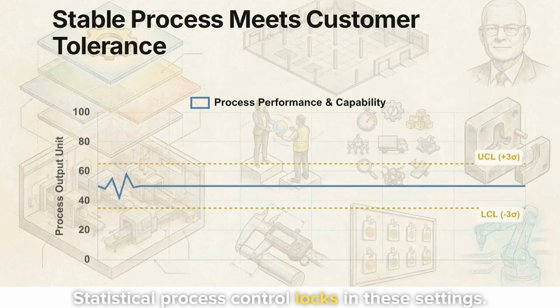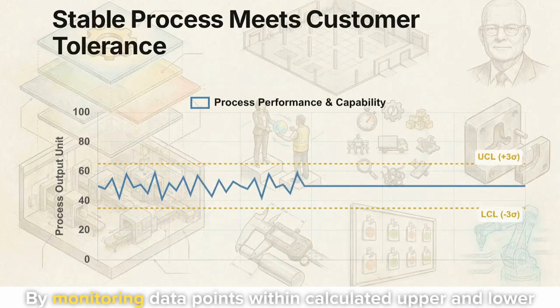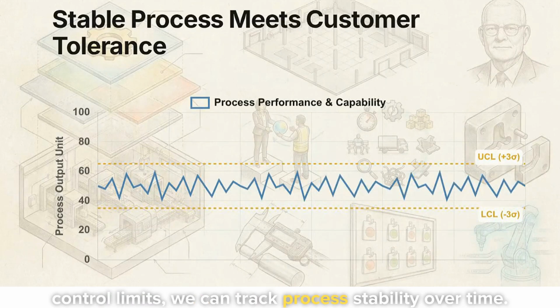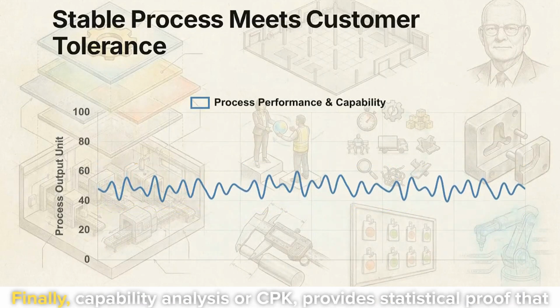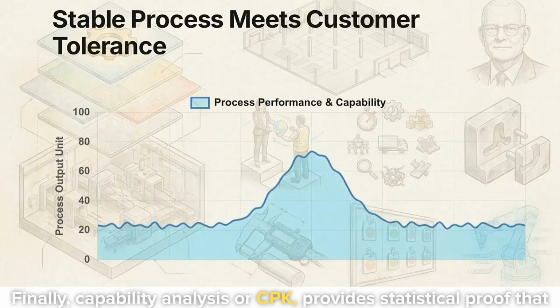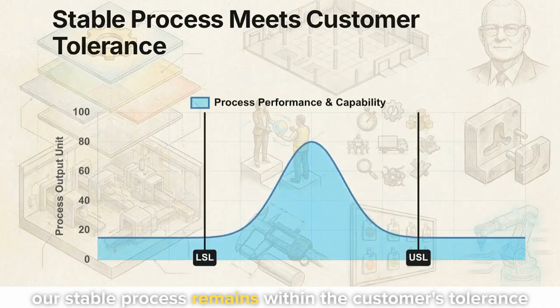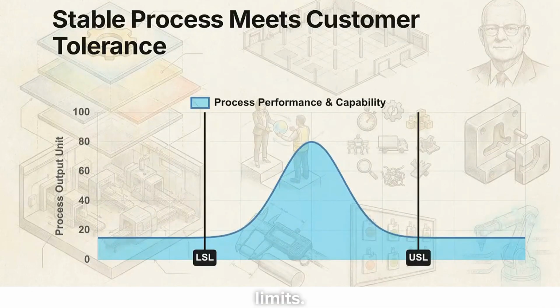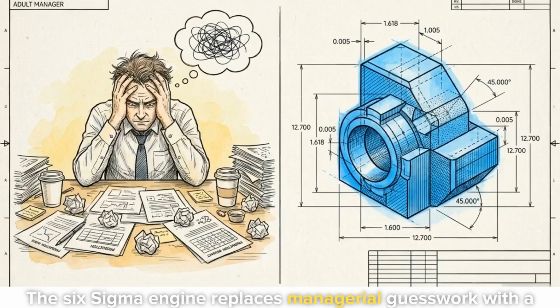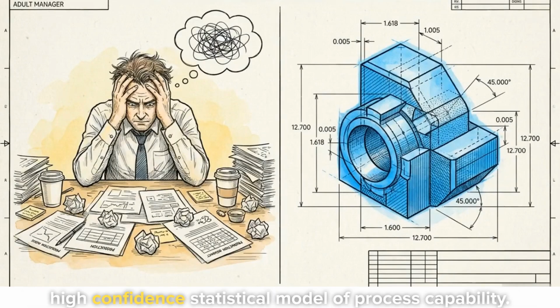Statistical process control locks in these settings. By monitoring data points within calculated upper and lower control limits, we can track process stability over time. Finally, capability analysis, or Cpk, provides statistical proof that our stable process remains within the customer's tolerance limits. The Six Sigma engine replaces managerial guesswork with a high-confidence statistical model of process capability.